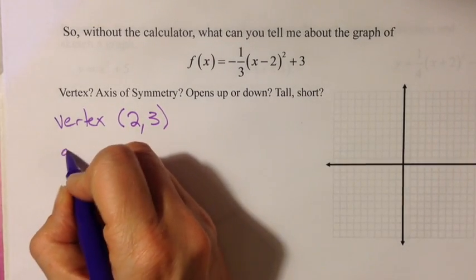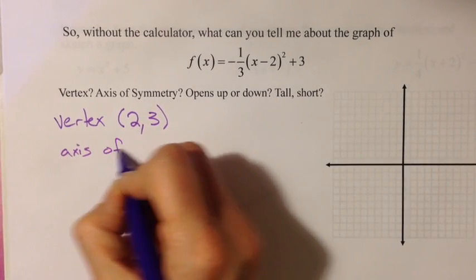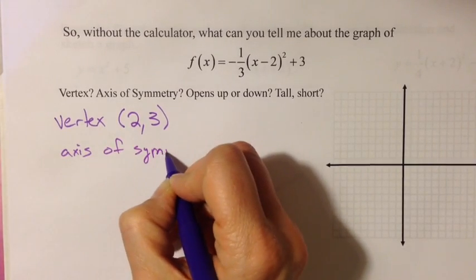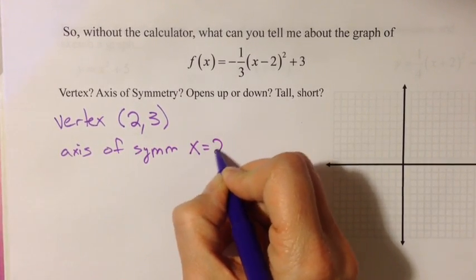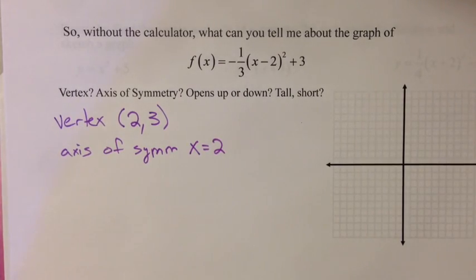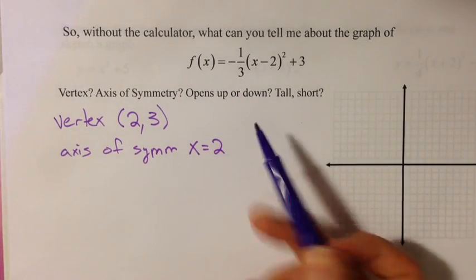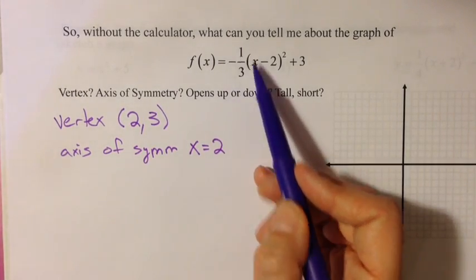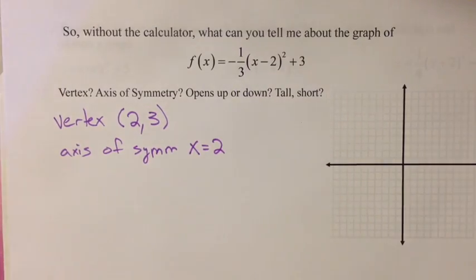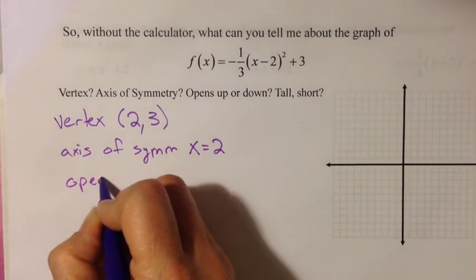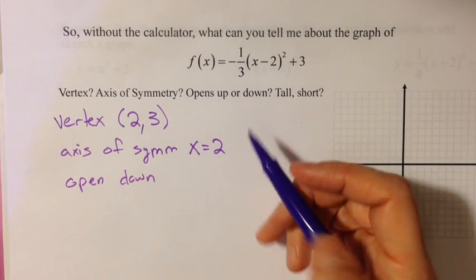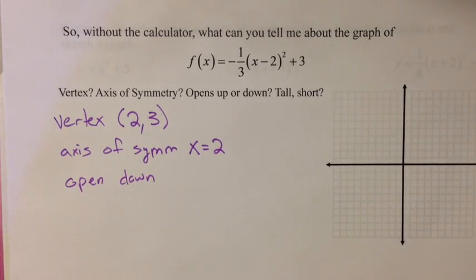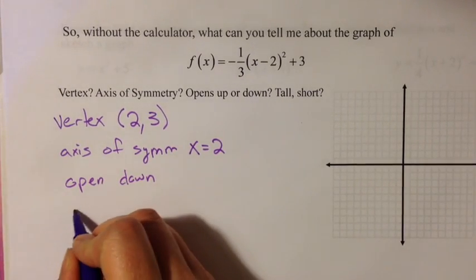The axis of symmetry goes right through the x-coordinate of the vertex, so it will be the line x equals 2. Is this guy going to open up or down? Well, I've got a negative value out front. A is -1/3, so this guy will open down. And then, because 1/3 is between 0 and 1, this is going to be a short, fat parabola.